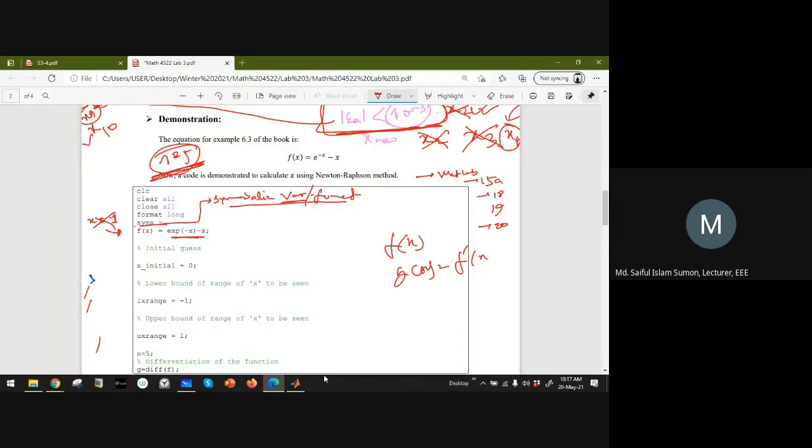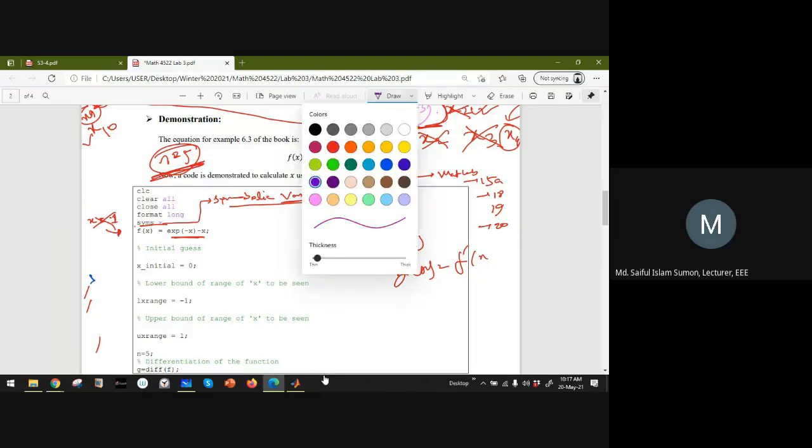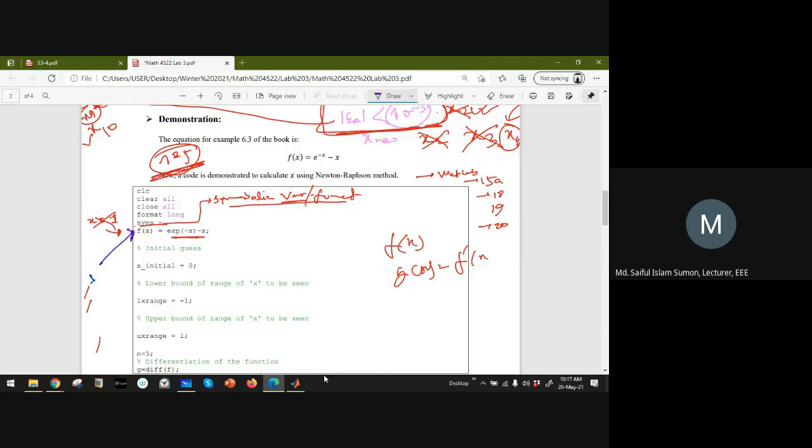Now after this, one of the very important jobs for us is to find f(x). And what's my f(x) for this equation? f(x) is equal to e to the power minus x, and I have written this one. f(x) is equal to e to the power minus x. Up to this portion, do you have any problem? No, sir.